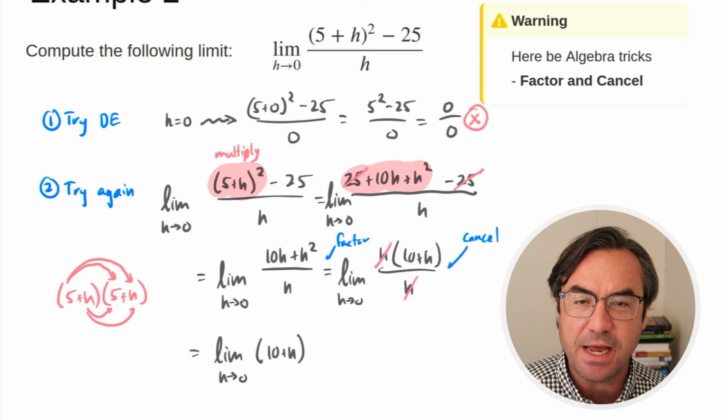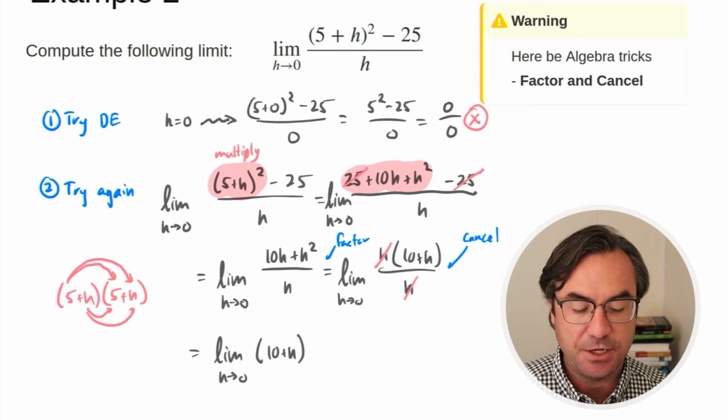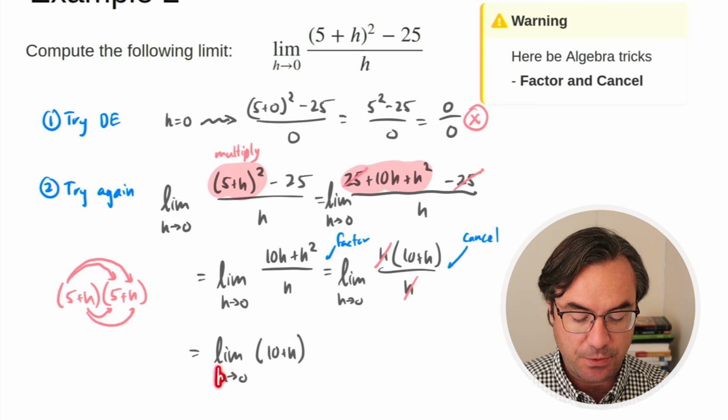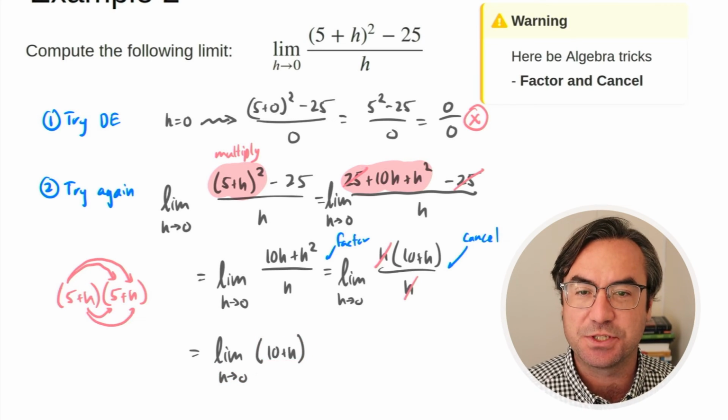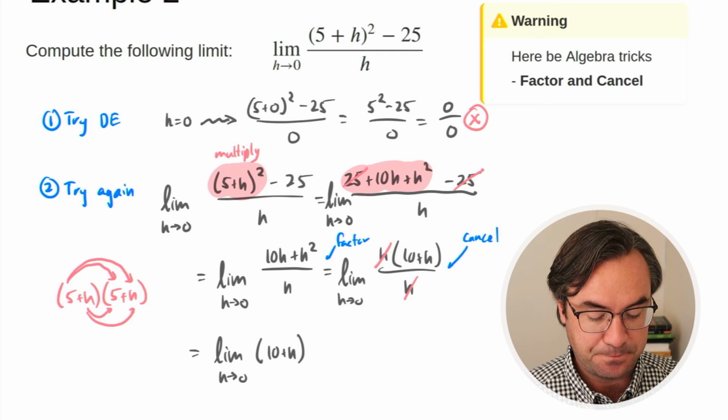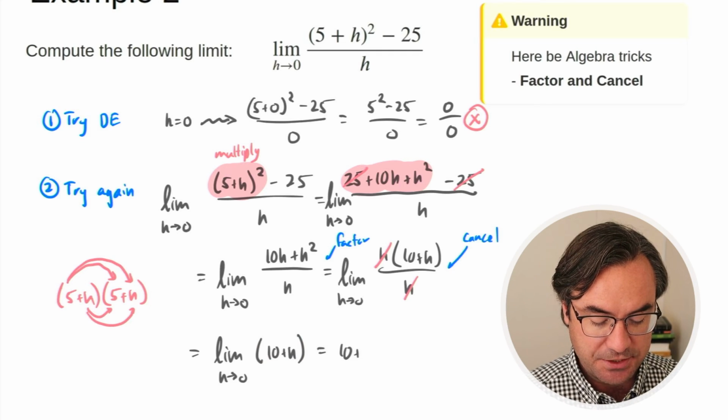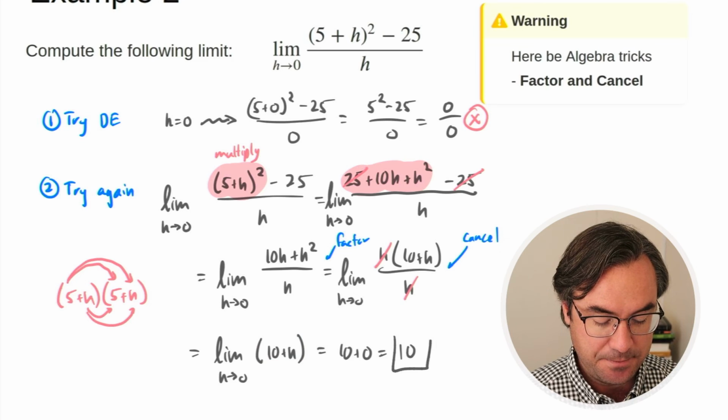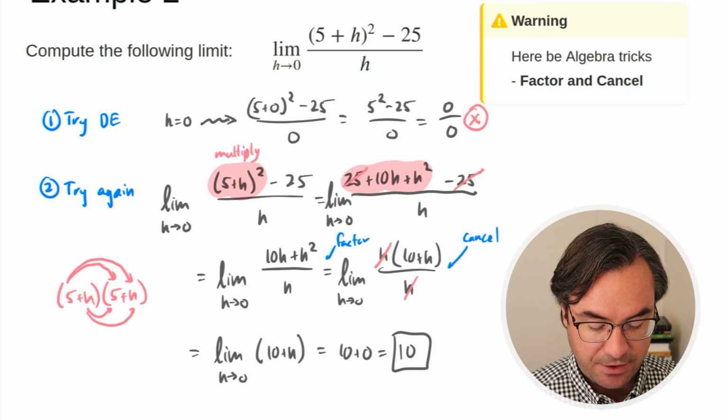And then as soon as we do that cancel step, then we can just do our direct evaluation. So h is approaching 0. Well, then we can plug in our h equals 0 into what we have left. And we end up with 10 plus 0, which is just 10. And there's our direct evaluation.